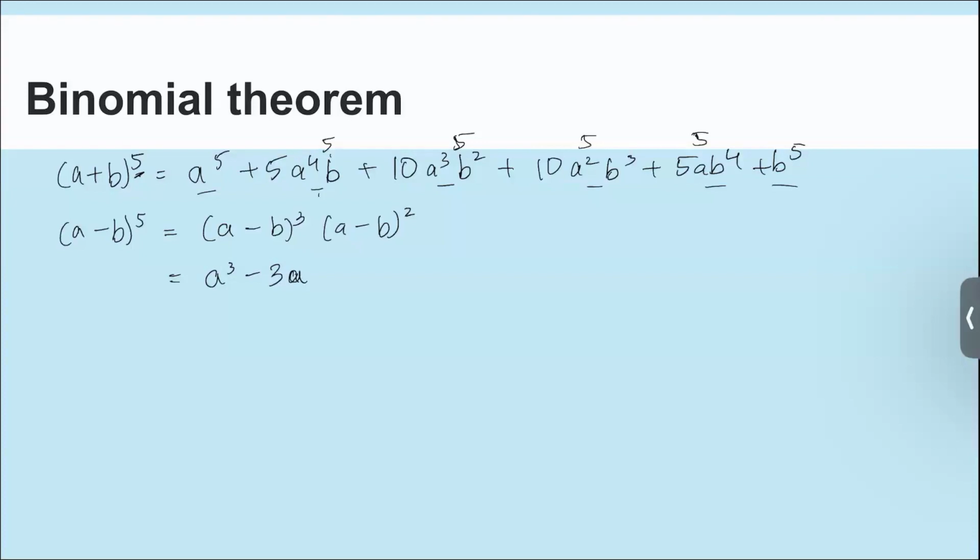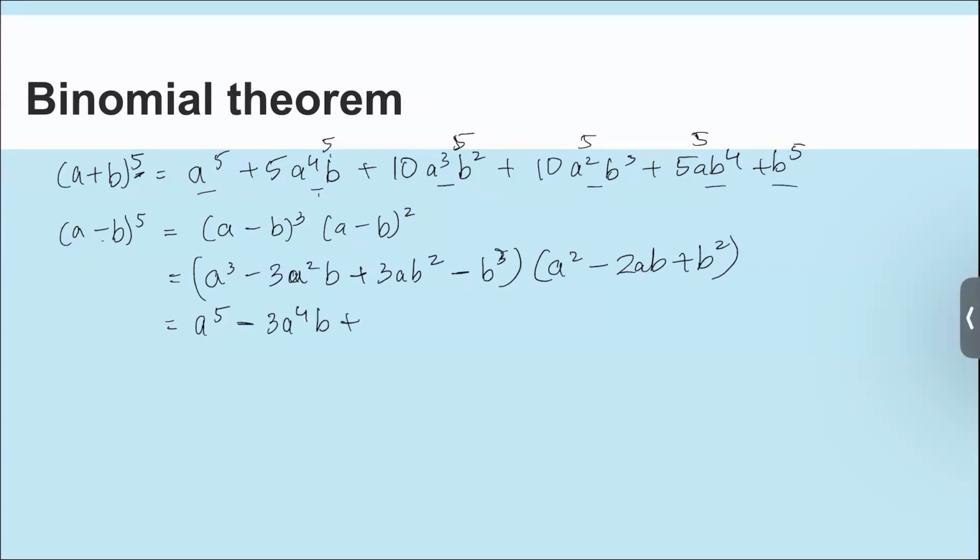We'll see what is the pattern that is being followed with respect to the signs too. This would be plus 3ab squared minus b cube, when you multiply it with the expanded form of a squared minus 2ab plus b squared. So let's see. We have a raised to 5 minus 3 a raised to 4b plus 3a cube b squared minus a squared b cube.